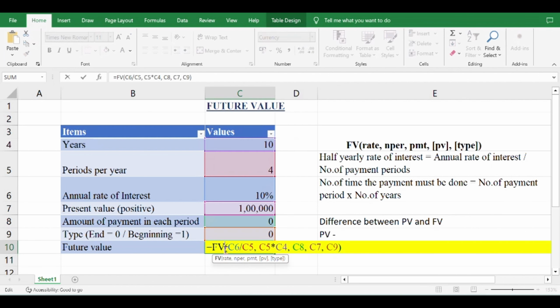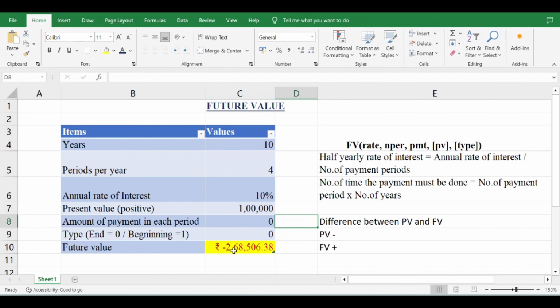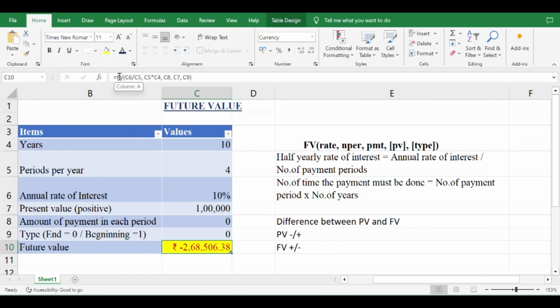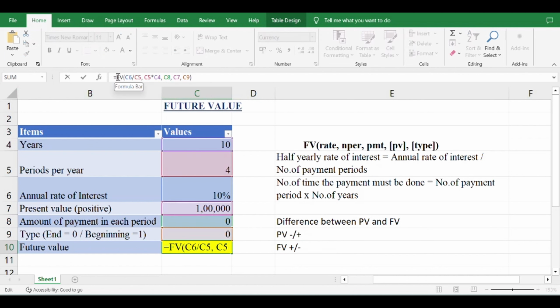And now if we click enter, we get a negative value. Let me explain the reason for you. You have to have one positive value and one negative value in your formula, because the present value and the future value of an investment are opposites. Either the present will be low and the future will be high, or the present will be high and the future will be low. So it cannot be determined, but they are both inversely related.